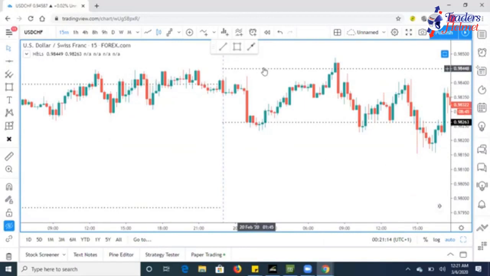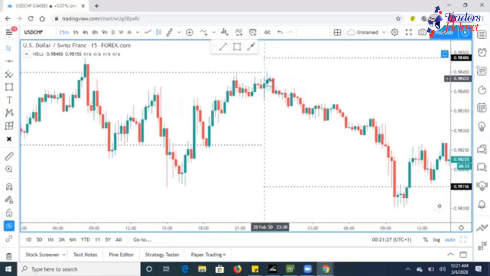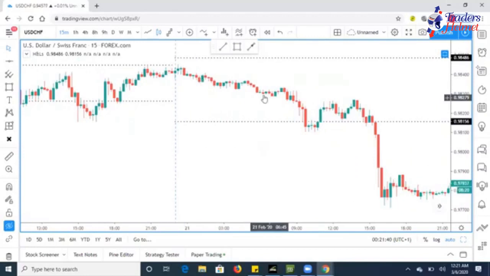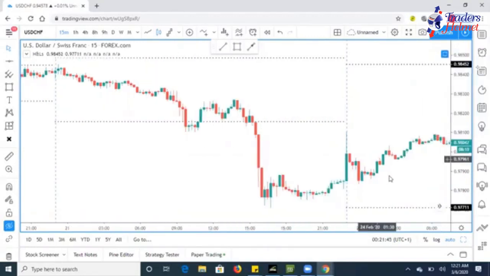This was the high of the previous day. Notice how price took out the high of the previous day, and then ran away. Right. Notice how it came back the next day, barely took out the high of the previous day here. No. It didn't take out the high of the previous day. It just went straight down. So we might not have an entry for this particular day, right?